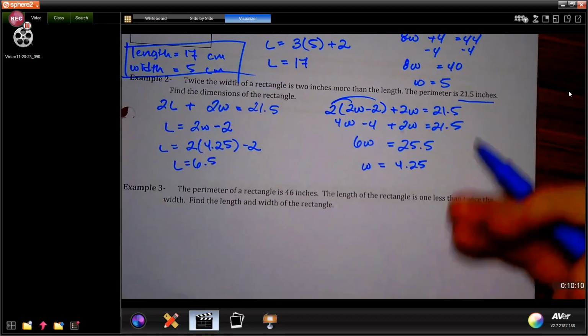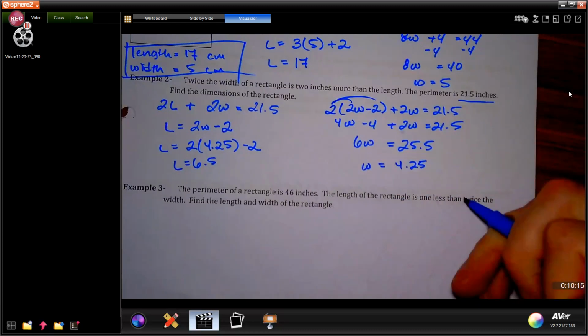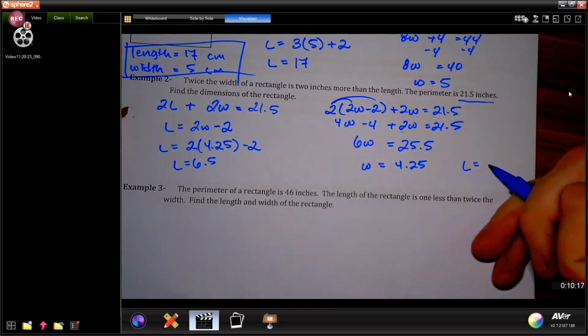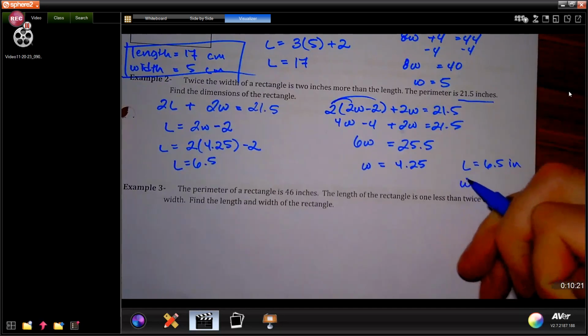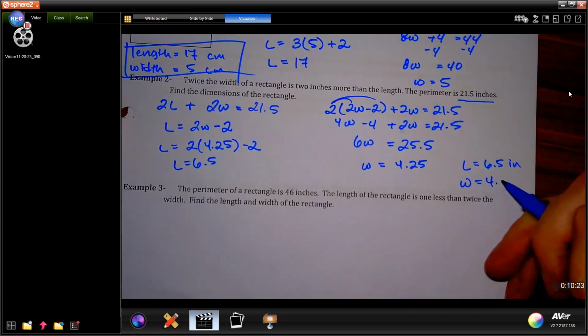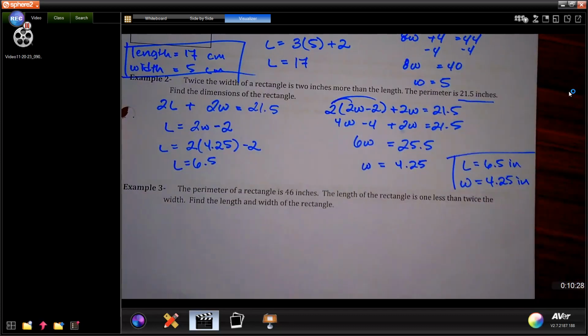Okay, and remember, we're measuring in inches here. So if you want to just shorthand this and do L equals 6.5 inches, I think that's okay. But make sure to ask your teacher. Okay, and that's your answer right there.